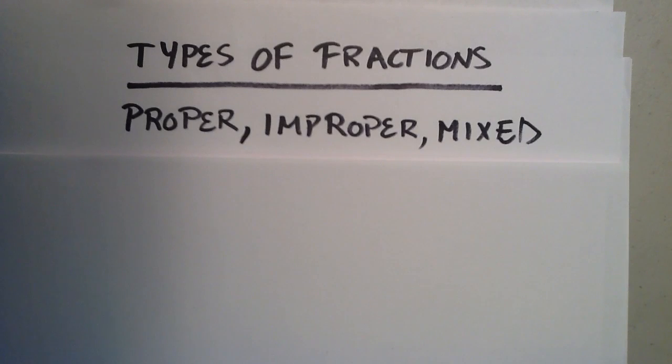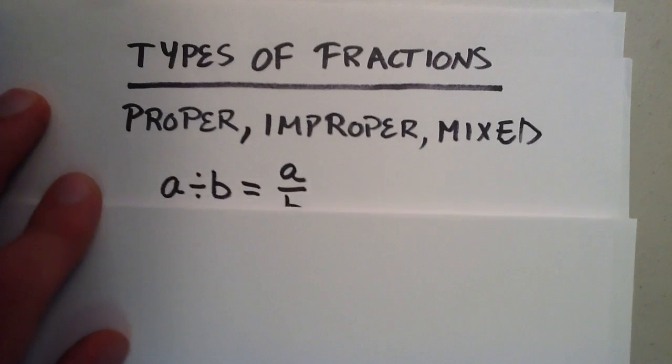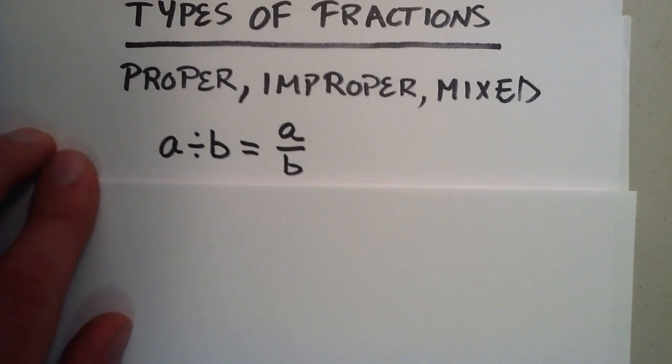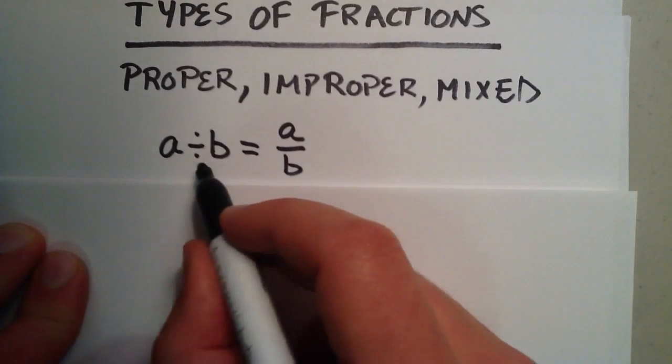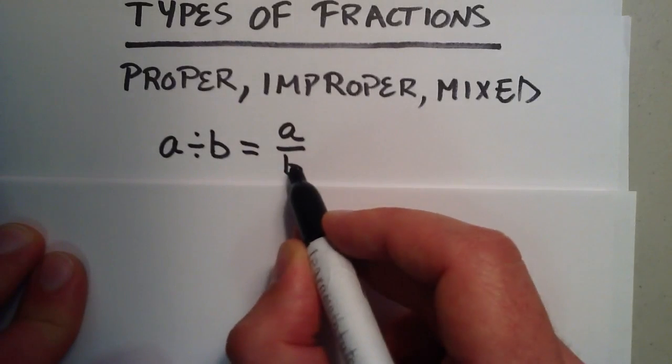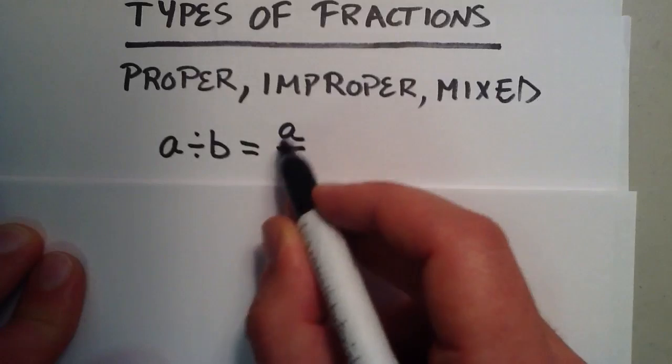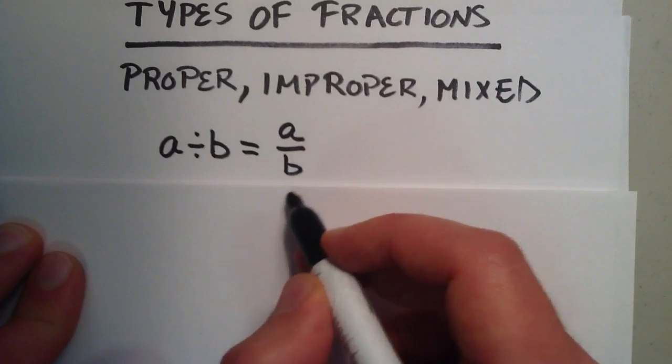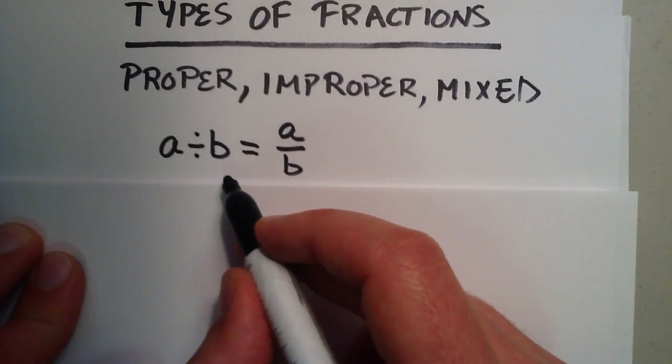Well, one easy way to think about a fraction is really just a division problem. So let's think of two numbers. We'll call them A and B. A divided by B can really be written as a fraction, A over B. So the fraction A over B is simply just the division problem A divided by B.